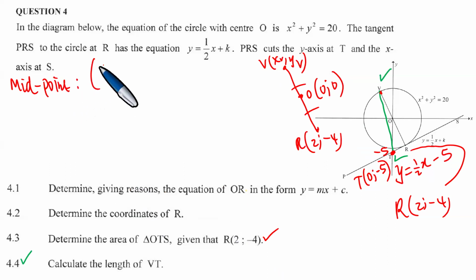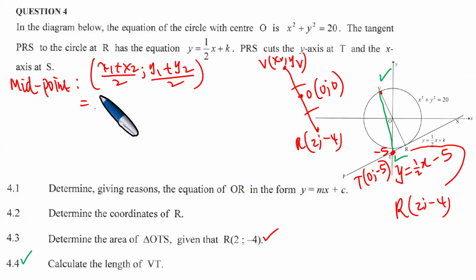So now, what is the midpoint formula? It is (x1 + x2) out of 2, (y1 + y2) out of 2. Here x1, y1 is the point R, and x2, y2 is the coordinates of V.